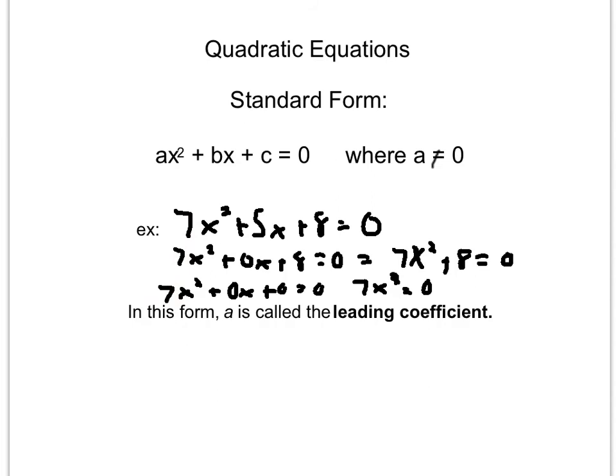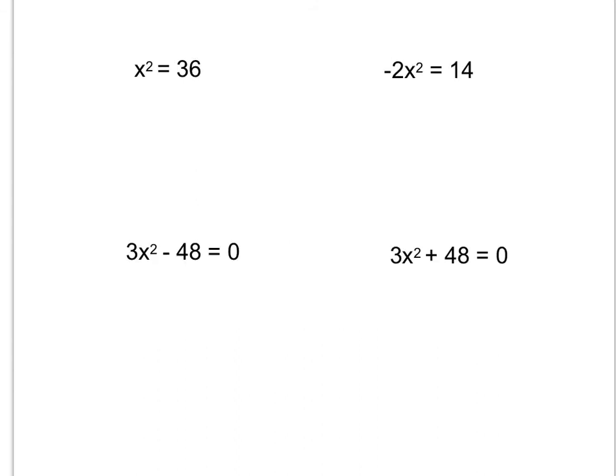Alright, let's go ahead and move on to solving quadratic equations. When solving quadratic equations, the first thing we need to do is get the x squared by itself. In this case, x squared is already by itself, so now we're going to take the square root of that. So x is going to equal the square root of 36. Whenever I solve a quadratic equation, I want the positive and negative version. So in this case, x is plus and minus 6.